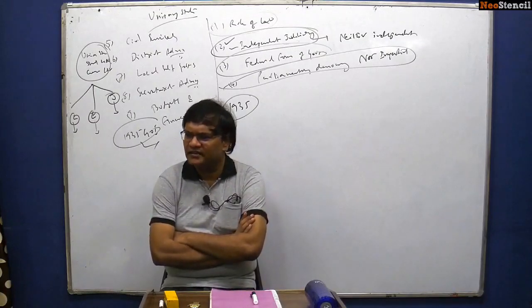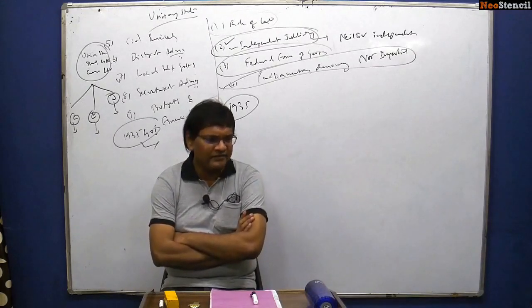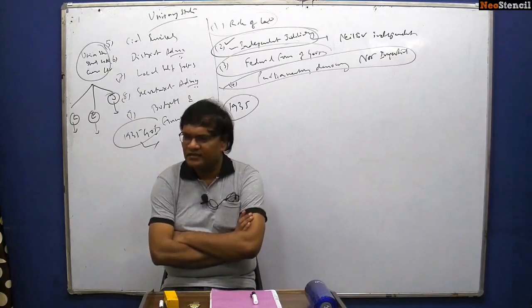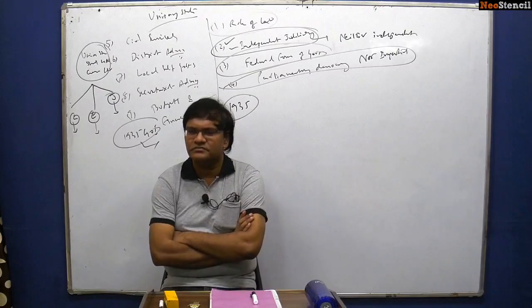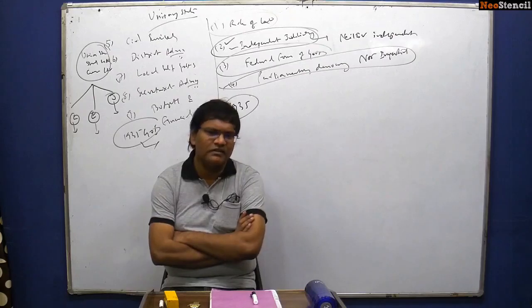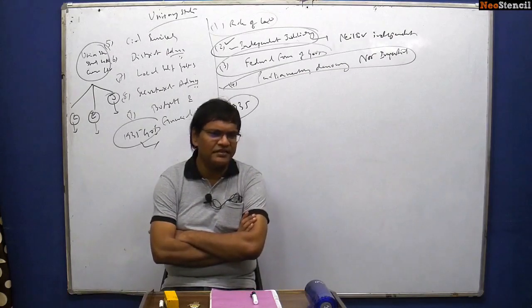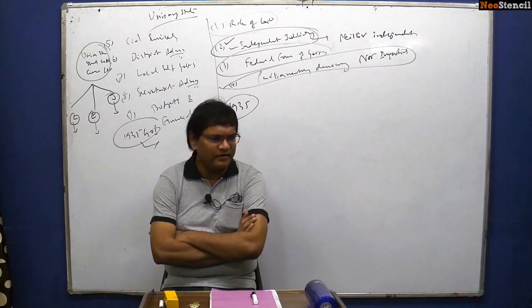And then elections were held in 1937. Congress party came to power in the provinces as well as at the central level. And when the Second World War started in 1939, what happened? The British government announced the participation of India in the Second World War without consulting the ministers. So the ministers resigned, and Gandhi started the Quit India movement.